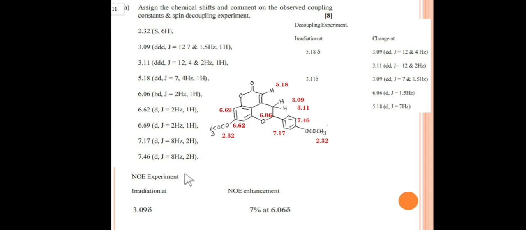Now the nuclear Overhauser effect. If we irradiate the proton at 3.09, there is an enhancement in the proton signal at 6.06. That means they are on the same side of the ring. This proves that the proton at 3.09 and the proton at 6.06 are on the same side, or closely placed in space. This is how we can assign the stereochemistry as well as the proton signals.